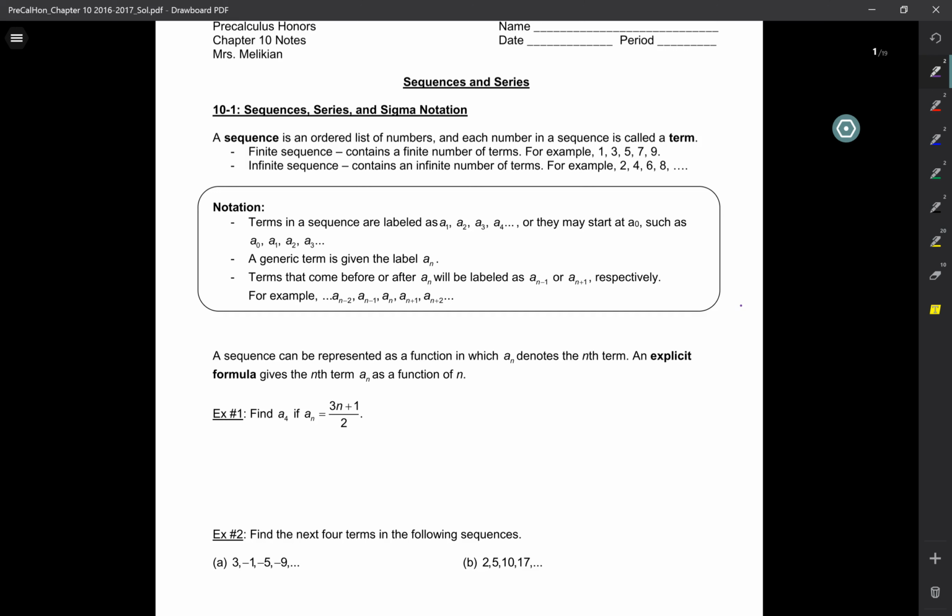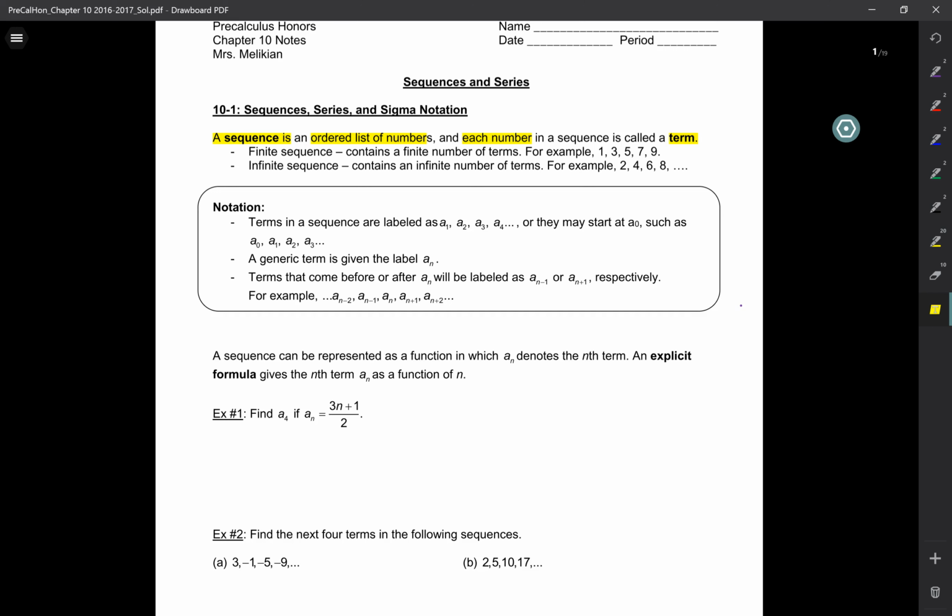Alright, so what is a sequence? A sequence is just an ordered list of numbers. That's all it is, it's a list. And each number in a sequence is called a term. Just like in a matrix, we had entries or elements. The numbers in a sequence are called terms.